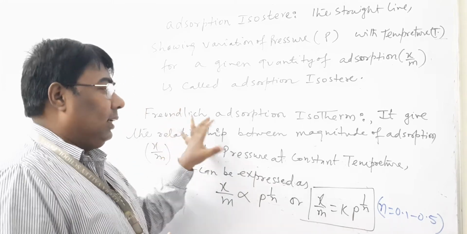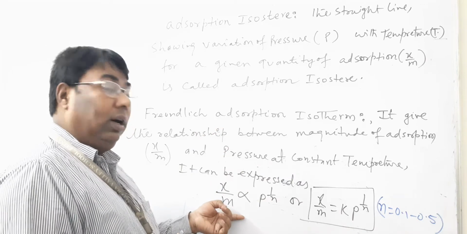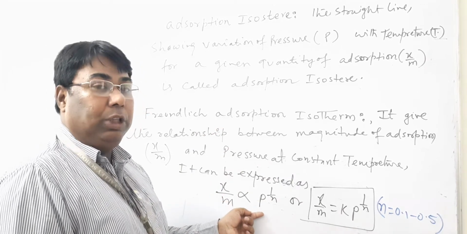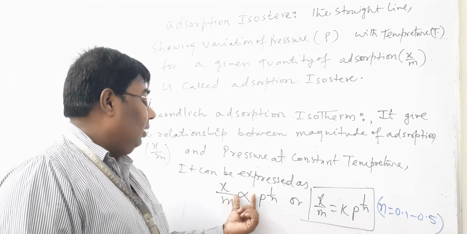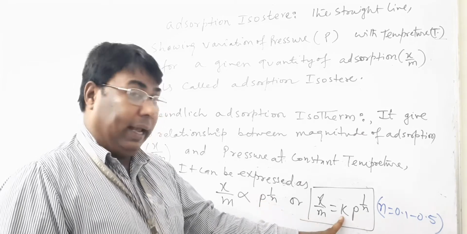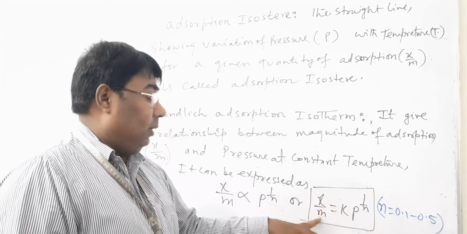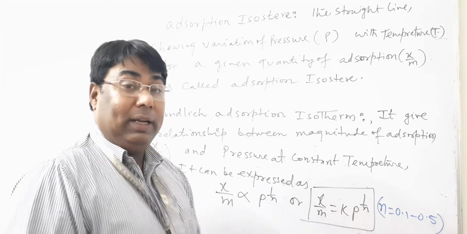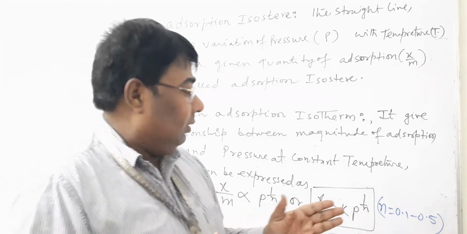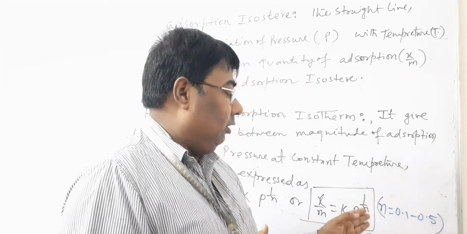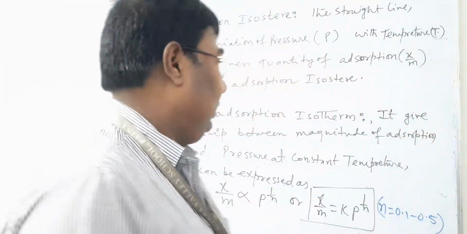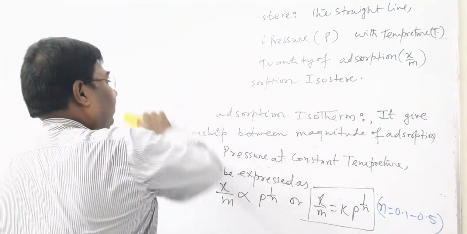The Freundlich adsorption isotherm is written in this way: x by m proportional to p to the power 1 by n, where when we replace the proportional mark we use a constant k, then x by m is equal to k p to the power 1 by n, and experimentally it is found that the value of n lies between 0.1 to 0.5. So we can explain graphically in this form also.